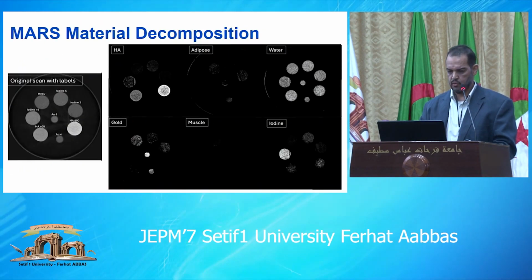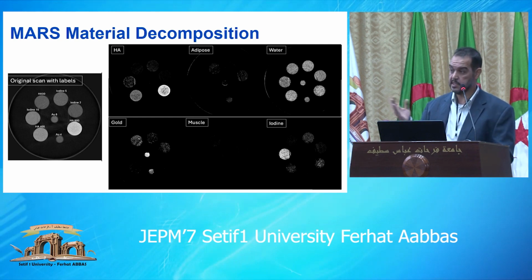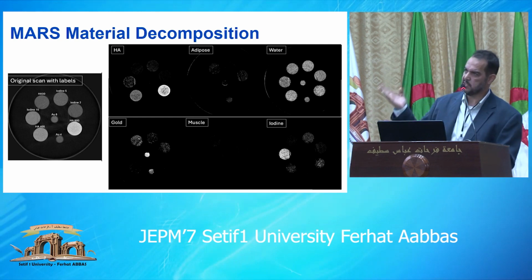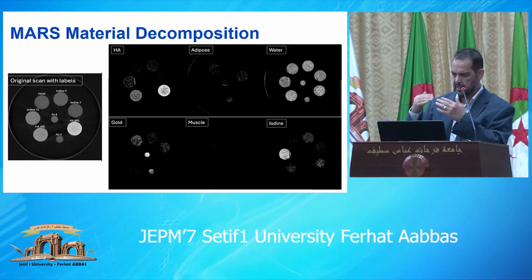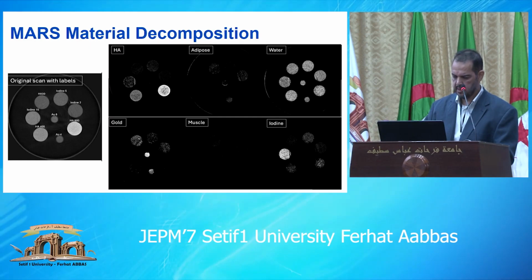Okay, so I asked her to compare with the material decomposition. This is the Mars. They provide their own material decomposition, which is based on a mathematical method. So she had to convert material decomposition into identification by selecting thresholds, and we struggled to find a way of determining them. Originally, it generates these images. This is the map for hydroxyapatite. Adipose, this is the map for water. The maps for gold, muscle, and iodine.